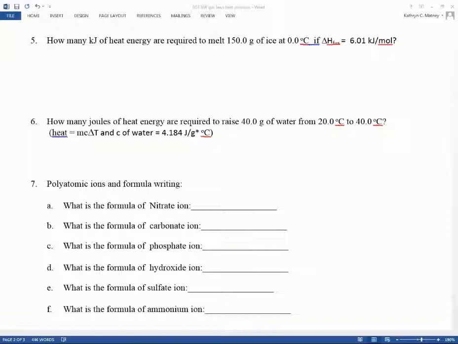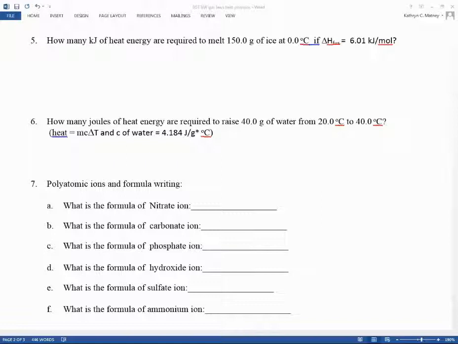But I couldn't plug in 150 grams of ice. I had to plug in the moles of ice. Yes? Because that will give me how many molecules of ice I have, but I need moles. Yes, I could then do that. I absolutely could. All right.